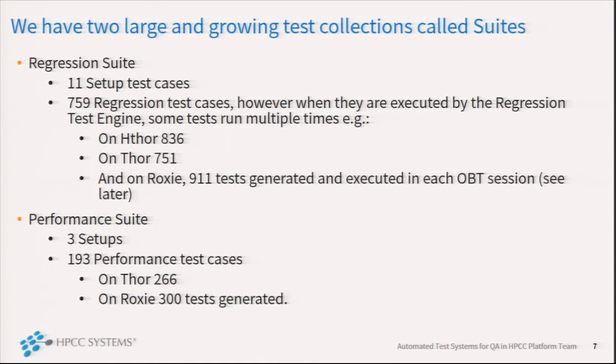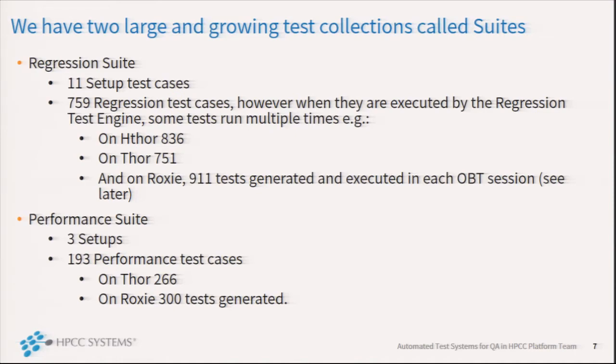We have 2 large test collections. One we call the Regression test suite. It has 11 setup test cases. These test cases generate a huge amount of files and indexes for the other test cases, and 758 tests, individual test cases, which are not complete test sets, but huge test sets. And we execute them on Thor, HThor, and Roxie.